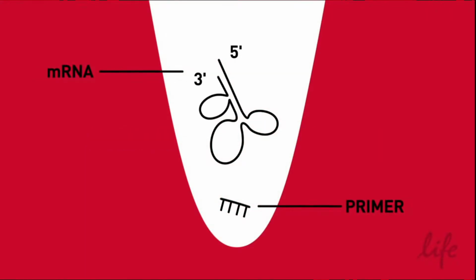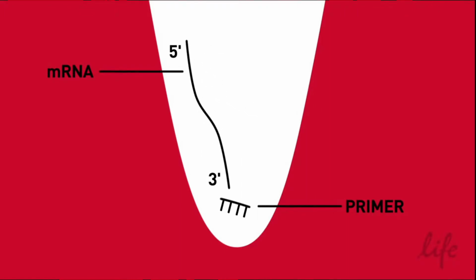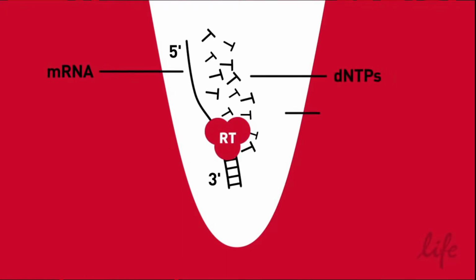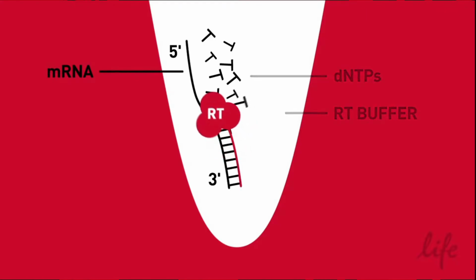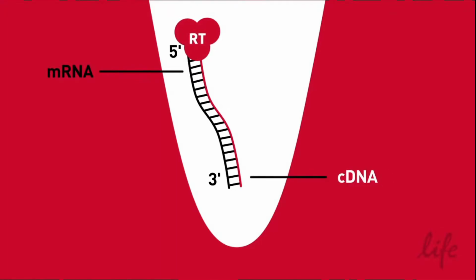RNA is first incubated with a primer at 70 degrees centigrade to denature RNA's secondary structure. This is chilled quickly on ice to let the primer anneal to the RNA. Reverse transcriptase, dNTPs and buffer are added to the reaction. RT reaction is extended at 37 degrees centigrade or higher for 1 hour to allow transcription to occur. RT reaction is heated at 70 degrees C to inactivate the enzyme. The end result is cDNA.